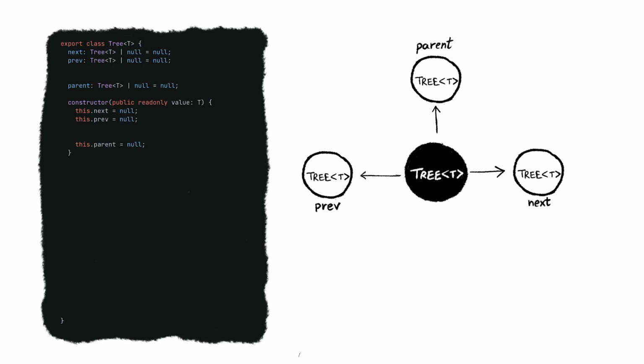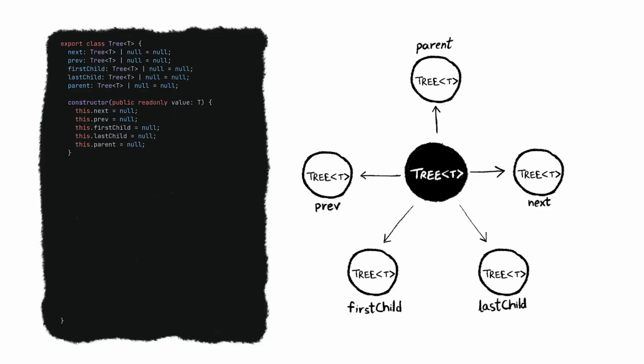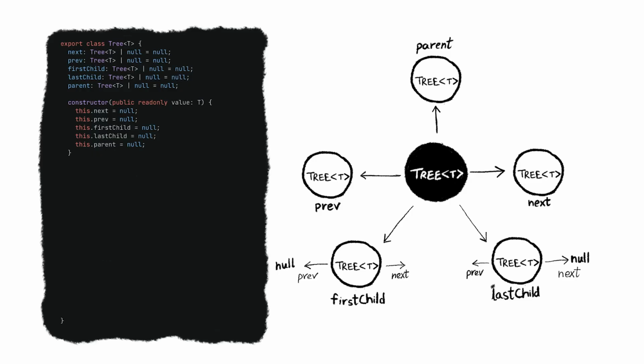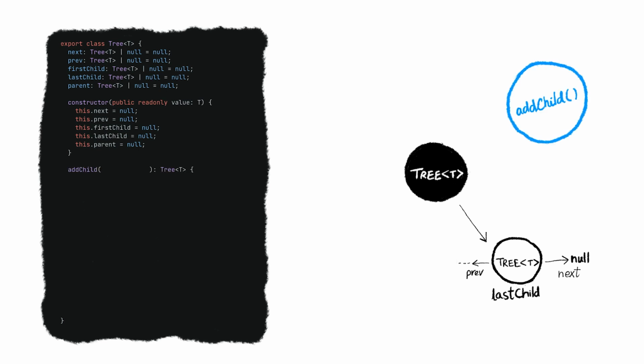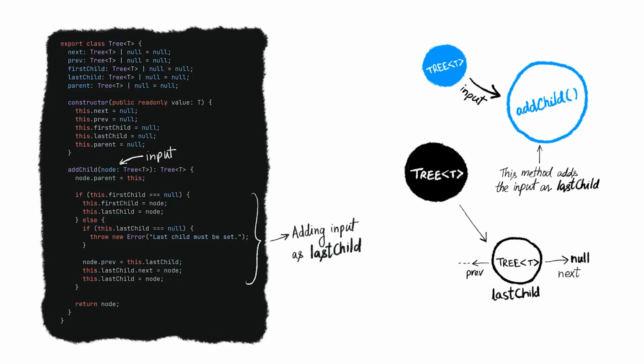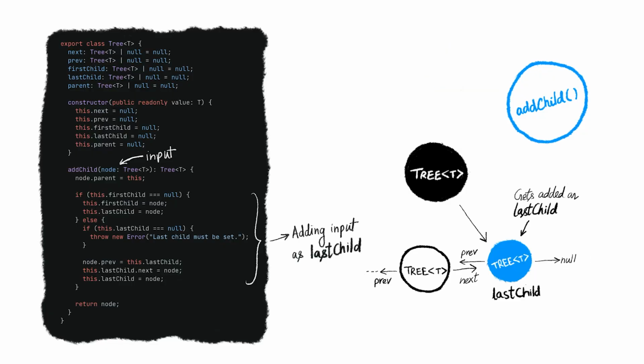Parent, which stores reference to its parent. First child, which stores reference to the first child of this tree node. Last child, which stores reference to the last child of this tree node. Now since all these instances are themselves tree nodes, they store references to their own previous and next tree nodes, which are in their same level order. Tree class also has a method called addChild, which takes in a node and adds it as its last child.